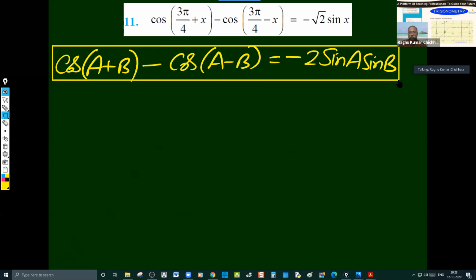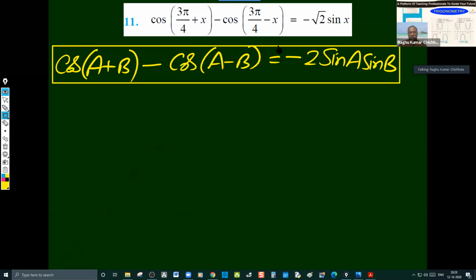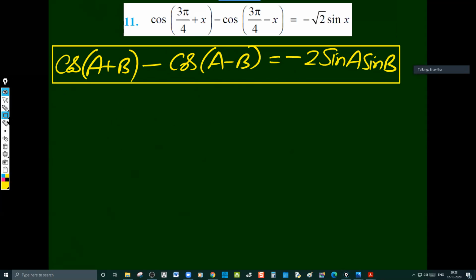Do you know this formula? You calculate, or otherwise you calculated and you calculated the result and telling me? I know the formula, sir.